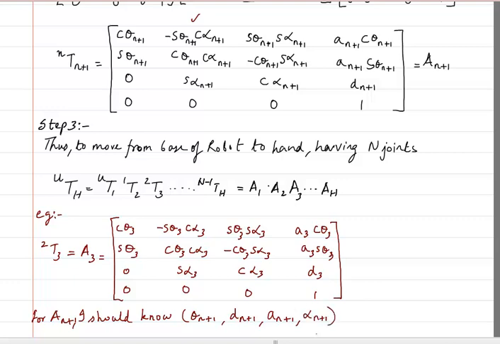So these four quantities I should always know for writing this matrix, otherwise I will not be able to write it. And in the next sections, looking at the various examples and applications of this DH method, we will always try to find out what these four values are with respect to each and every frame.